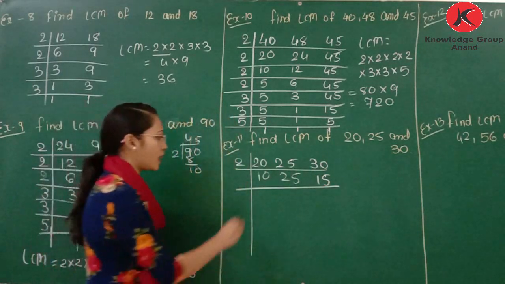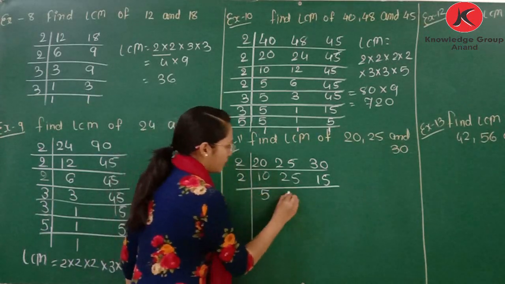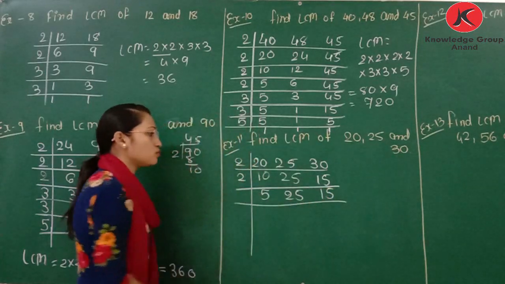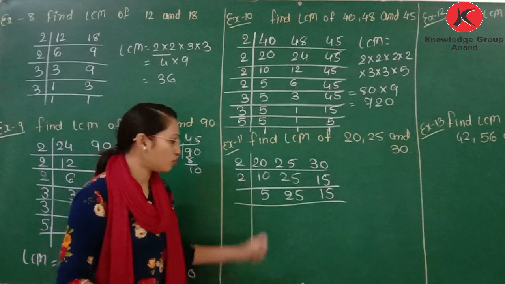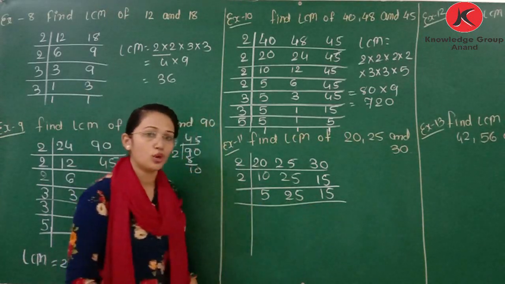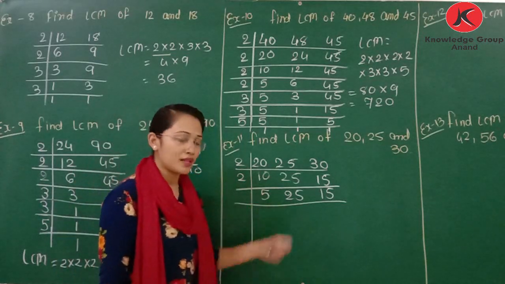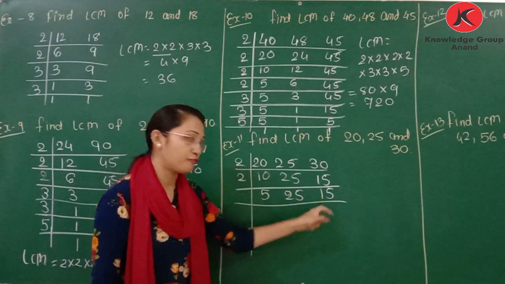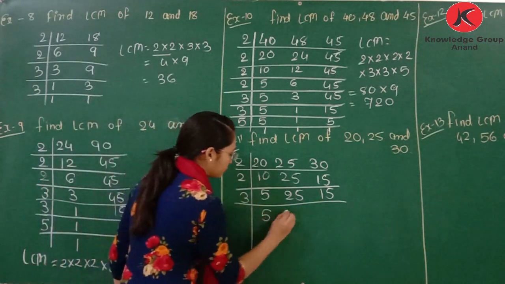2 15s are 30. Now 10 is divisible by 2. 2 5s are 10, 25, and 15 is not divisible by 2, so as it is. Now is there any number that is divisible by 2? 5, 25, 15? No. Now you need to take the next prime number, that is 3. Is there any number that is divisible by 3? 5 is not divisible, 25 is not divisible, but 15 is divisible. So you need to take factor 3.